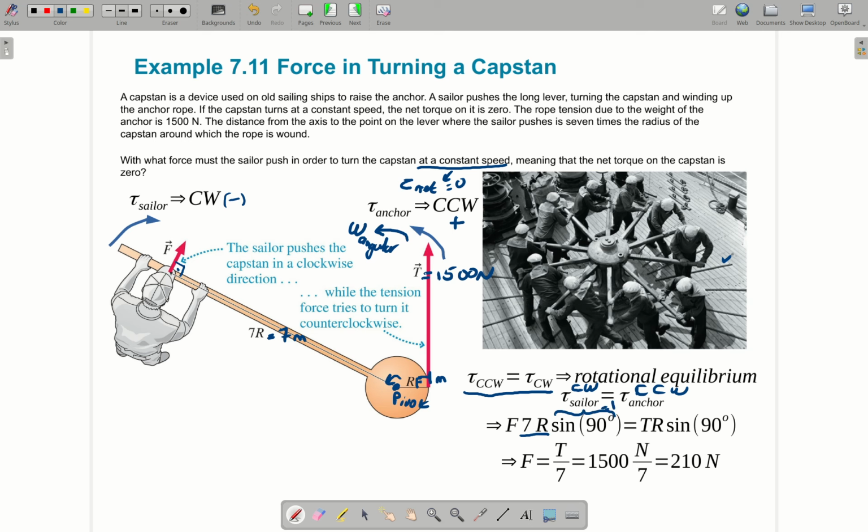So if we have 90 degrees, we can drop sine 90, or we can say F perpendicular is already, F is totally perpendicular, so we can just go F times the distance. So we have for the sailor F times 7r times sine 90. For the tension, we have tension times r times sine 90. Each again is 1. From now on, I'm going to drop them. We have forces already perpendicular to r.